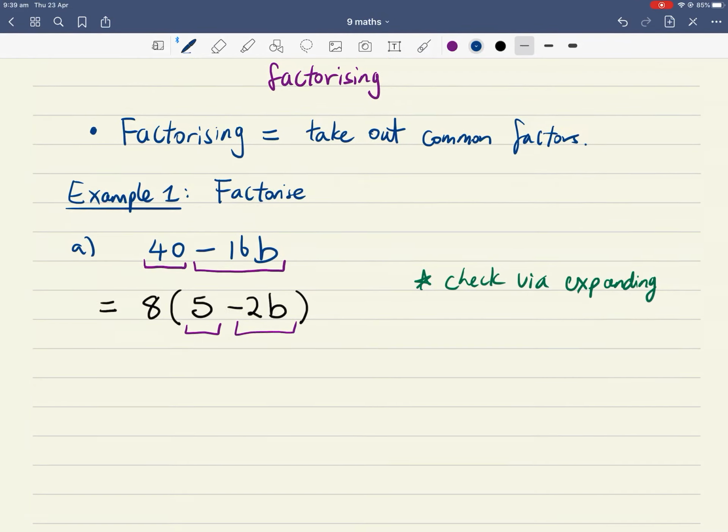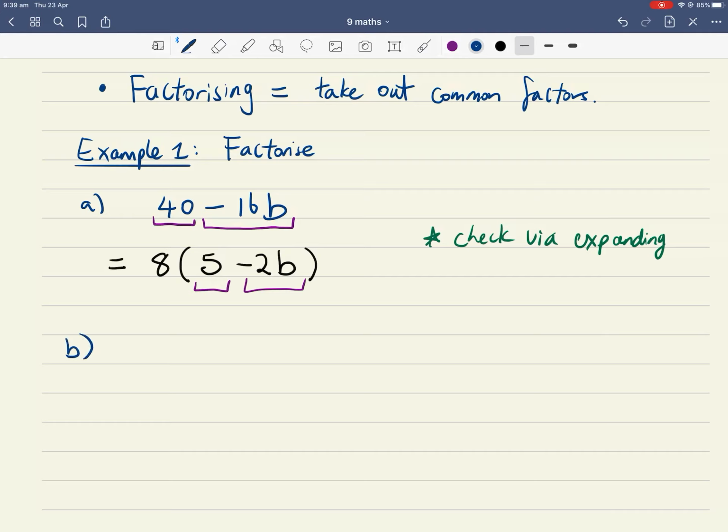Okay, so let's do another example just to make sure we can factorize. So minus 8x squared minus 12x. So first, look at how many terms you have in this expression. Terms are separated by plus and minus signs. So we have negative 8x squared as our first term, and then we have negative 12x as our second term.